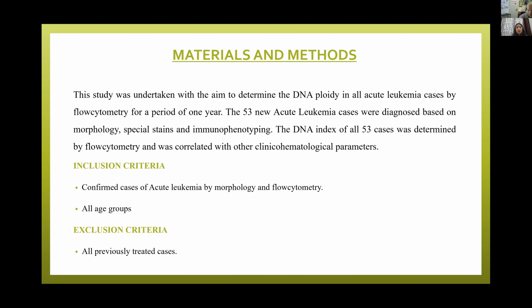Now, this study was done over a period of 1 year, and I had 53 new acute leukemia cases which were diagnosed morphologically using special stains, and then immunophenotyping was done by flow cytometry. The DNA index of all these cases was calculated by flow cytometry, and they were correlated with the other parameters. I included all the confirmed cases of acute leukemia, confirmed by morphology and flow cytometry, and I took in all age groups, but I excluded the previously treated cases of acute leukemia.